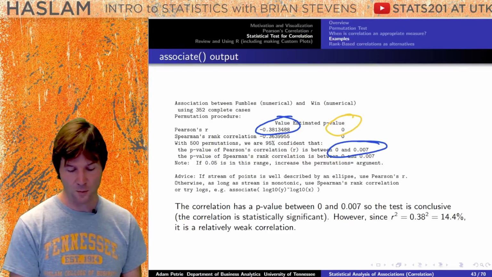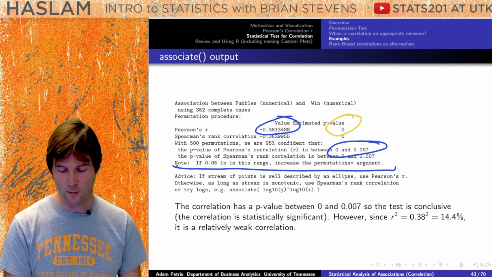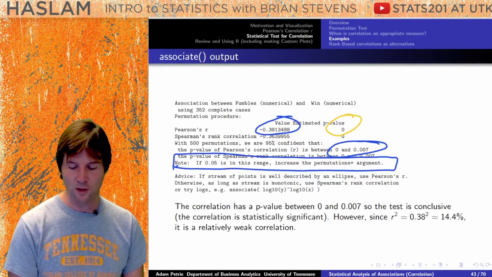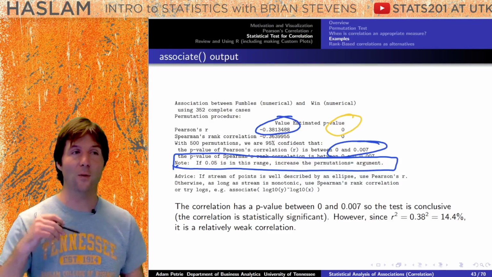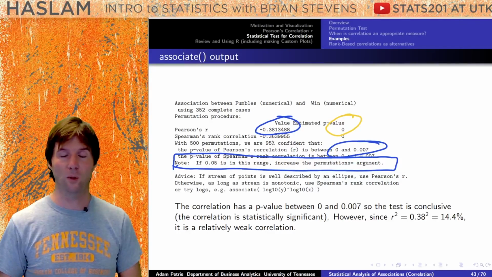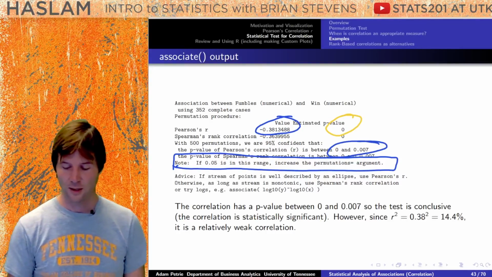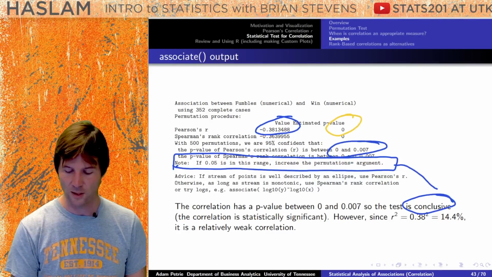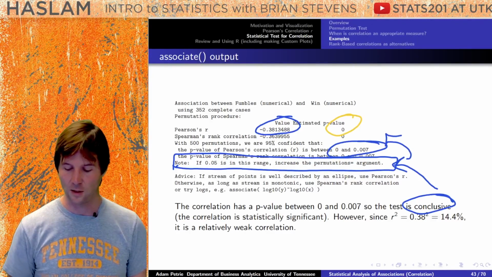That's what we need to care about, which is mentioned in the output here. We do not want to see 0.05 in the output. If we do, it's inconclusive, and we have to run more permutations to see if the interval is below 0.05 or above 0.05 to get a conclusive result. That's why the test is conclusive right here, because 0.05 is not in the interval.